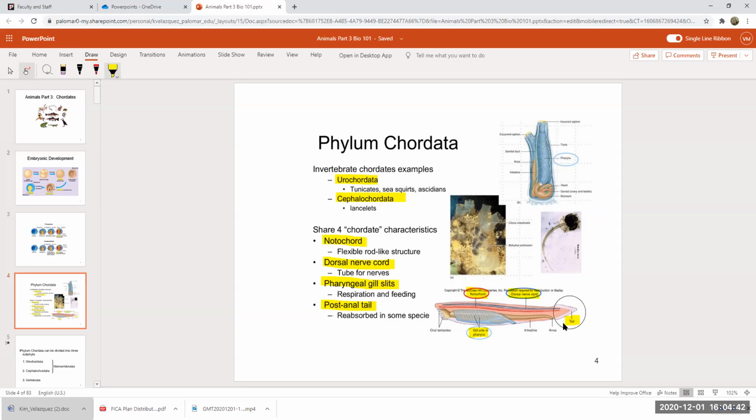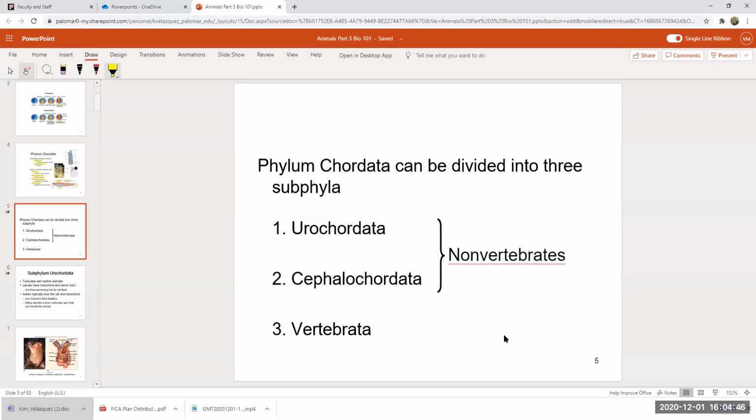point in their life. So here are the 3 subphyla of Chordata. The subphyla of Chordata, starting with Urochordata and including Cephalochordata. Those are the non-vertebrates. They're also called invertebrates. I'm not sure why they wrote non-vertebrates here. And then the vertebrata, which includes us. So this is the vertebrates. I want to start with Urochordata.